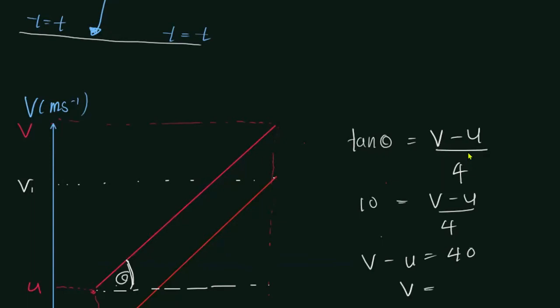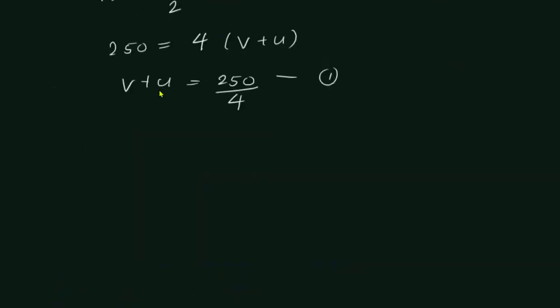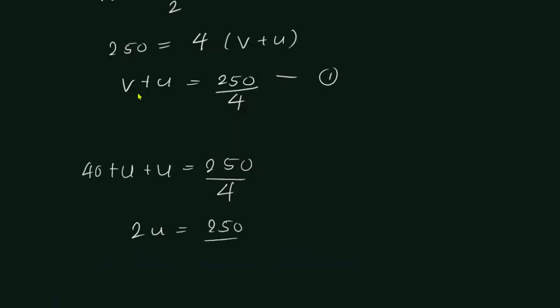So therefore I will make V the subject. V is 40 plus U. Here I will substitute 40 plus U. 250 over 4, right? So this is 2U, 250 over 4 minus 40. If you simplify this value, you're going to get something around 11.25 meters per second. This would be the answer.